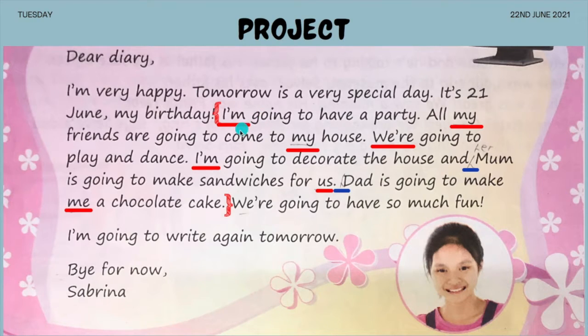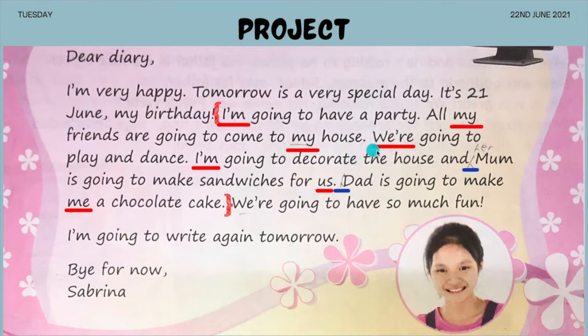For the second question, you need to write the answer starting from here until here. The one that I underline in red and blue lines, you need to replace the noun. For example, I'm going to have a party. You need to replace the word I'm here with she is. She is going to have a party. Full stop. All my friends are going to come to my house. Replace the word my here. All her, because she is a girl, right? All her friends are going to come to her house.